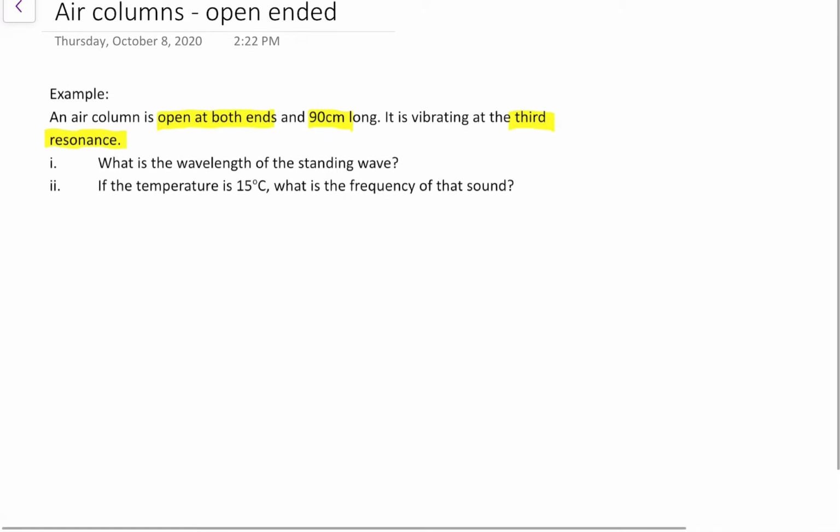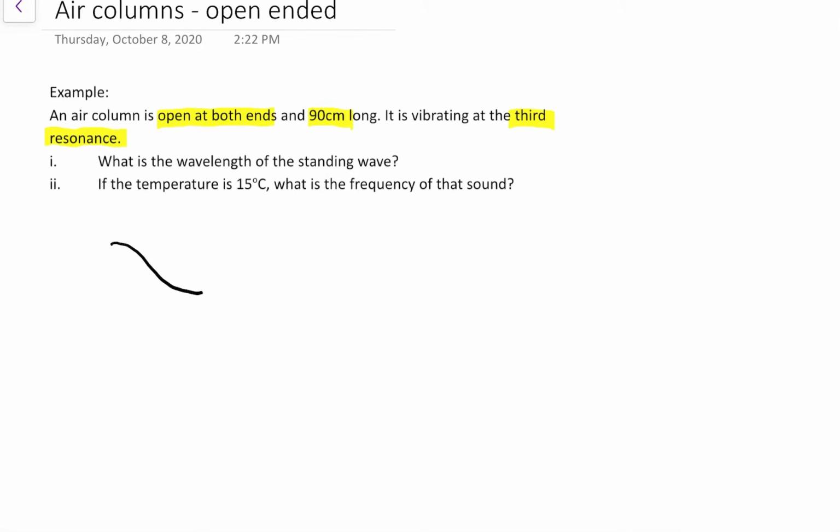If it was the first resonance, this is what the standing wave would look like. One antinode to the very next. If it was a second resonance, I just add on another one of these. They're kind of a sideways hourglass shape. That would be the second resonance. The third resonance would be one more of those hourglass shapes. That's what the third resonance looks like.